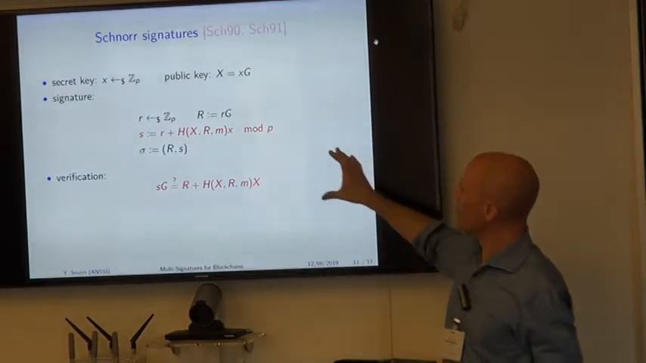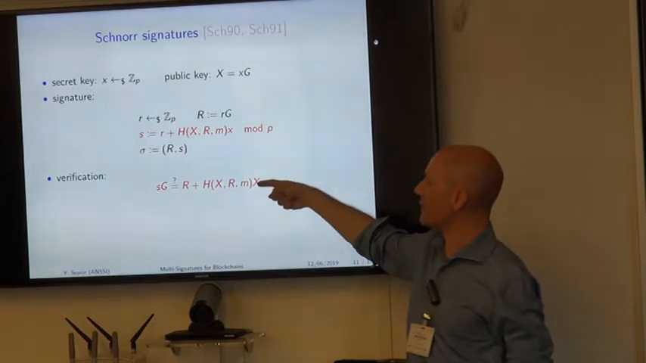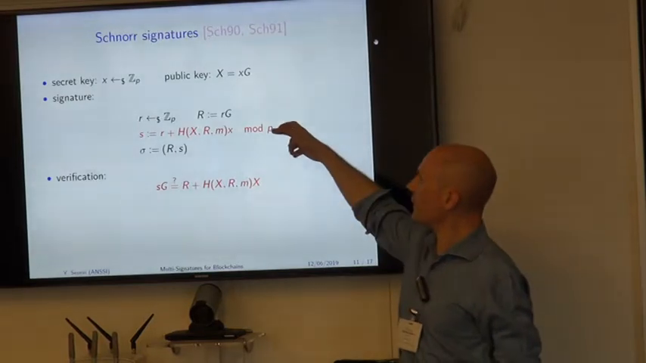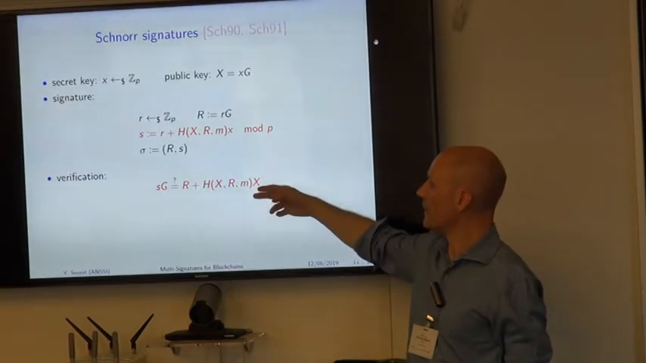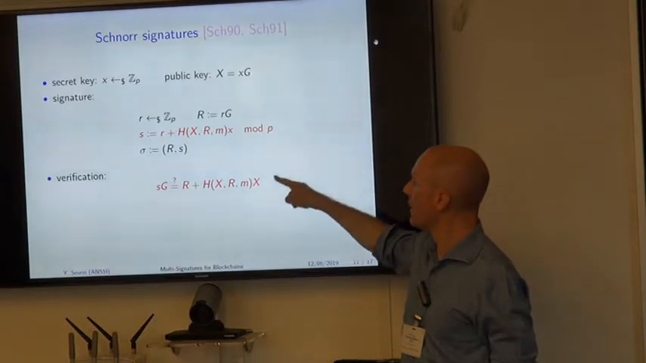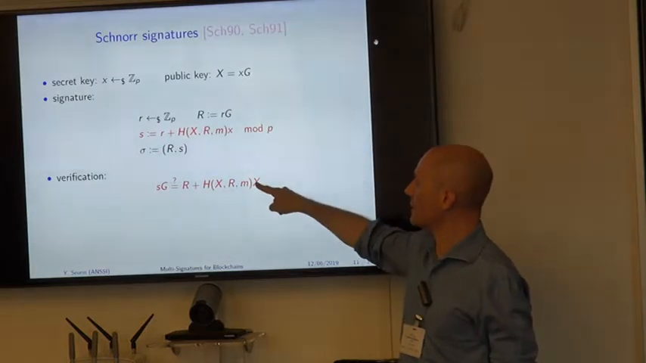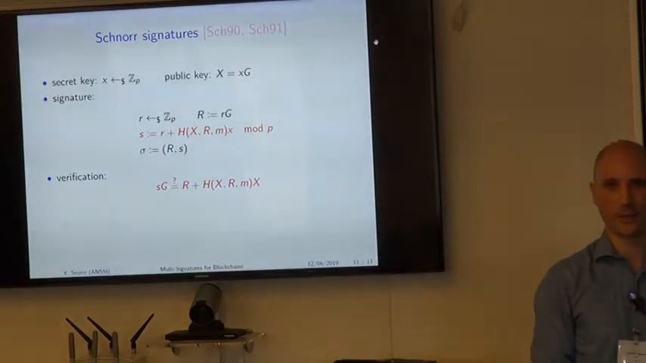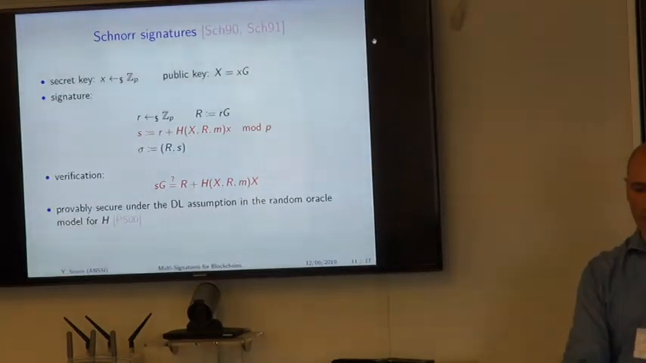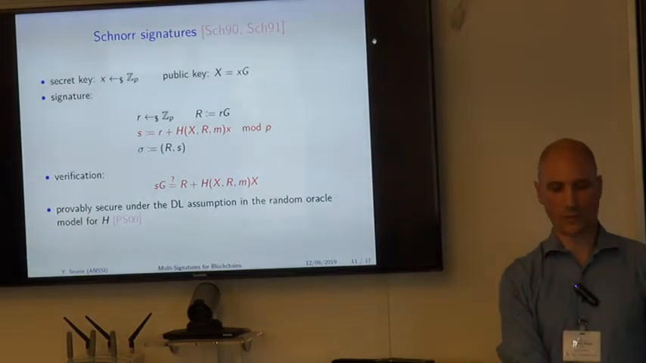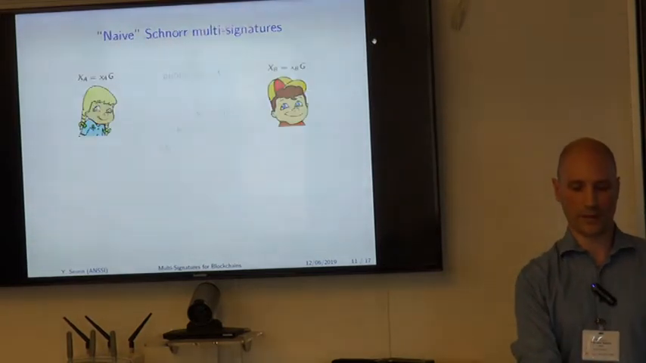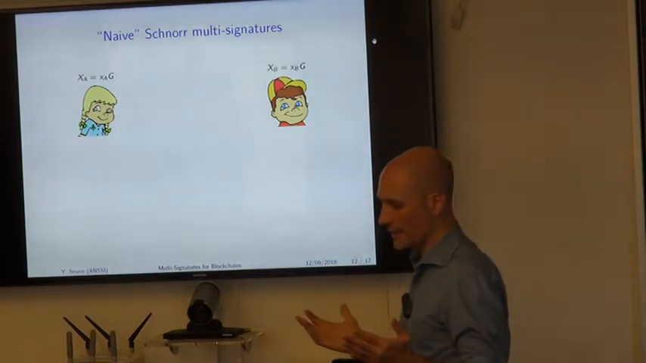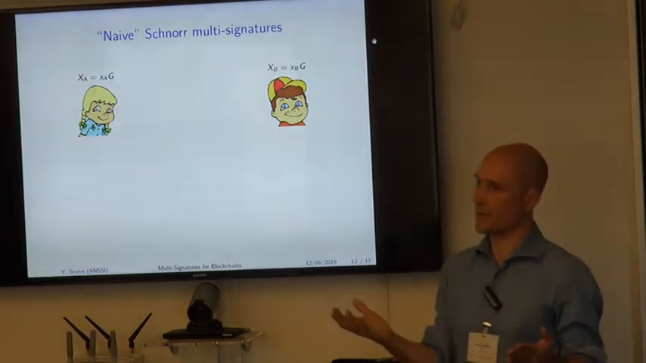Actually, these two equations, the signature equation and the verification equation, are really the same equation, but this one is over the integers, and this one is over the group elements. To go from the signature equation to the verification equation, you just multiply by G, the generator of the group. You can prove that this scheme is secure under the discrete logarithm assumption. So now, how could you try to get a multi-signature scheme for Schnorr signatures?